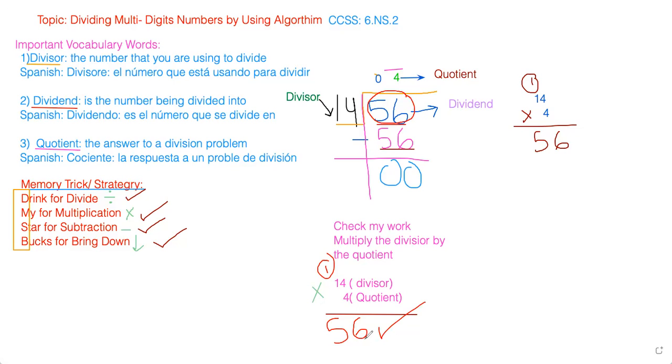So to recap, you are going to divide, multiply, subtract, bring down, and keep repeating. You then are going to take your divisor, which is 14, and multiply by the quotient of 4, and you should get the number underneath, which is the dividend. And that is how you are going to solve long division problems.